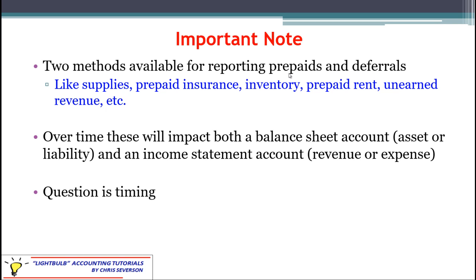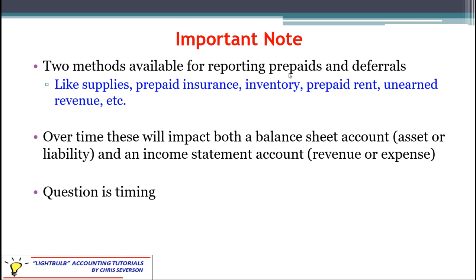For the deferrals themselves, these are things you pay for in advance or you receive cash for in advance, depending on which side of the transaction you're on, and then later on you use it up or you earn it. So these prepaids or deferrals, there are 2 different methods that are available, and we're going to talk about these 2 methods just briefly in the next slide, but that will lead into the next couple of videos dealing with how you're actually going to record those.